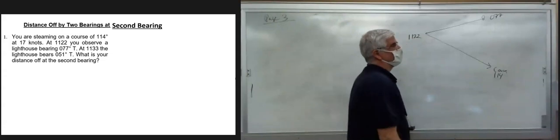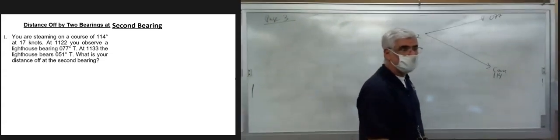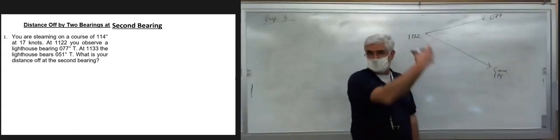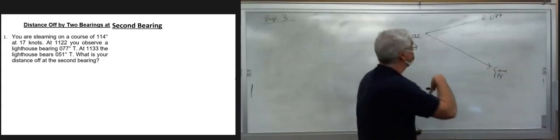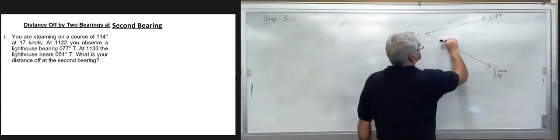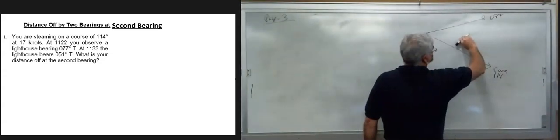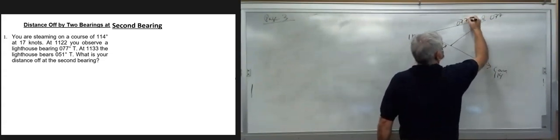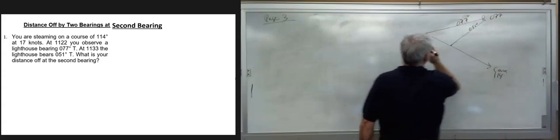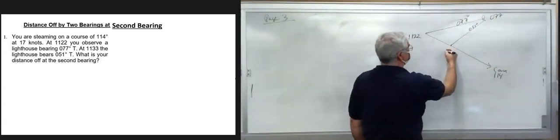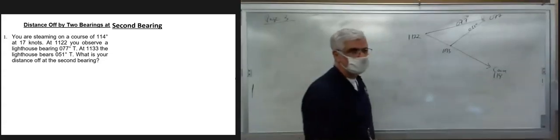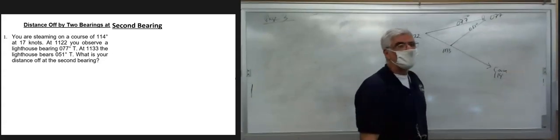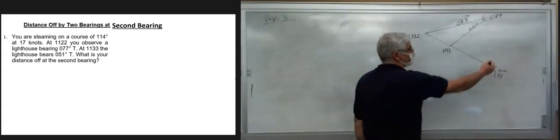At 11:33, the lighthouse bears 051. Okay, I don't recommend drawing these pictures. I'm just going to draw it for this first one, and I'm going to show you how we're going to use this table. So if it's at 051, that's 090, that's 077, so that should be about 051. Okay, so here you go. This is 077, this is 051. What time is that? That's 11:33.